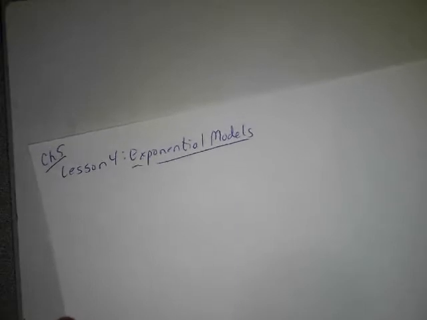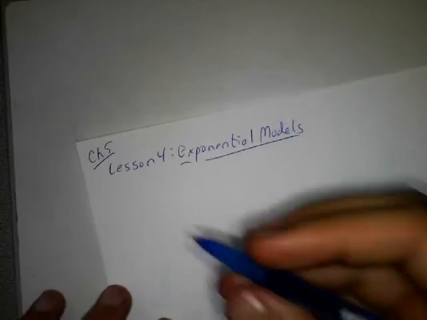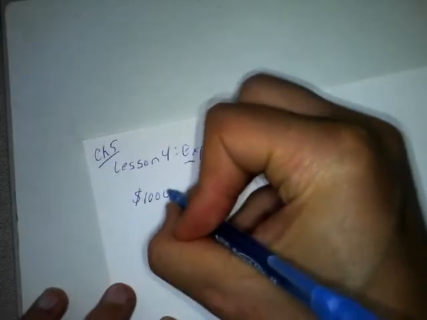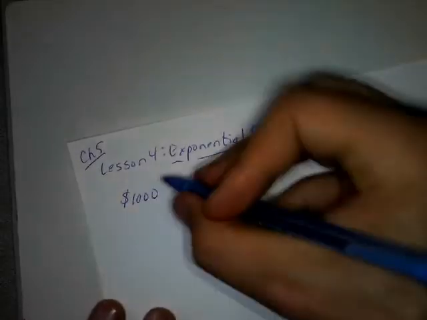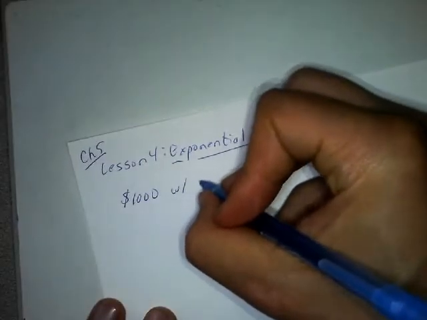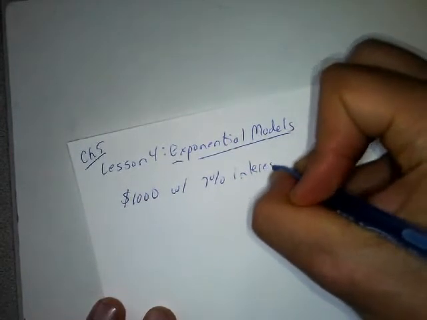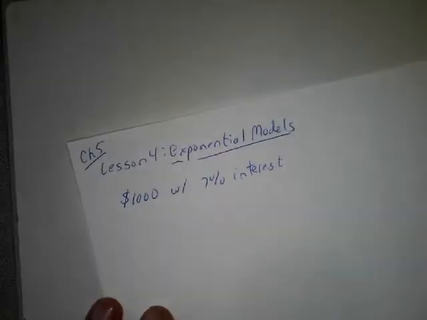In this section, we discuss how to relate exponential functions to real life. A couple of very basic examples, just to get you guys thinking about this for tomorrow. The first example is, let's say we take $1,000 and we put it into a bank account with 7% interest. Obviously not very realistic at this day and age.